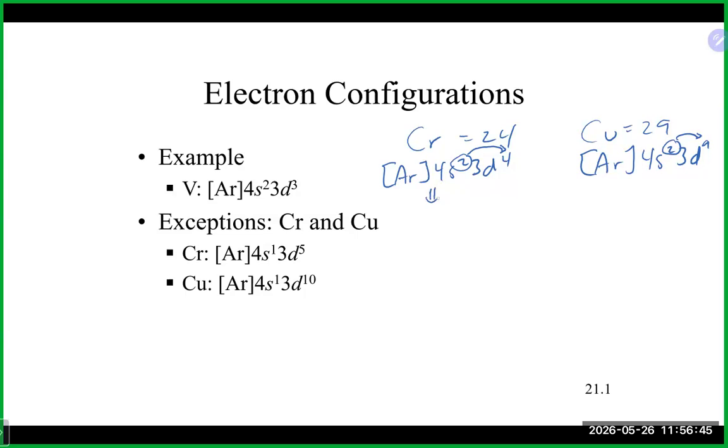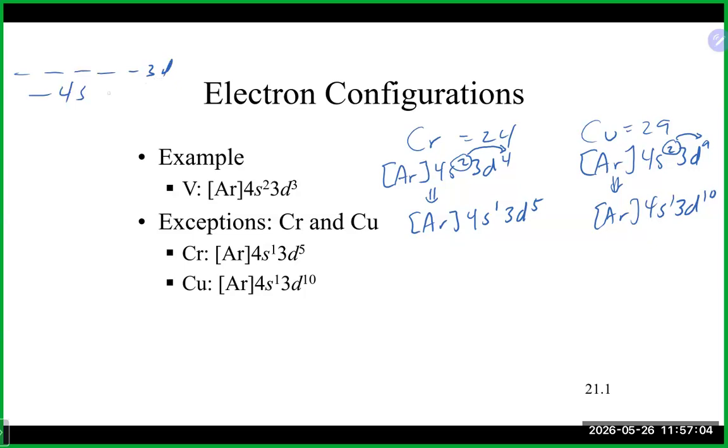And that is the proper configuration as we see there on the screen: argon 4s1, 3d5, and for copper, argon 4s1, 3d10. Again, this could happen because they are super close to each other anyways in terms of energy, and they also do the switching, and they're very, very close in energy.